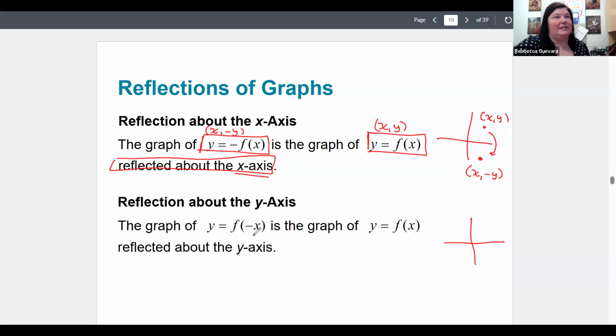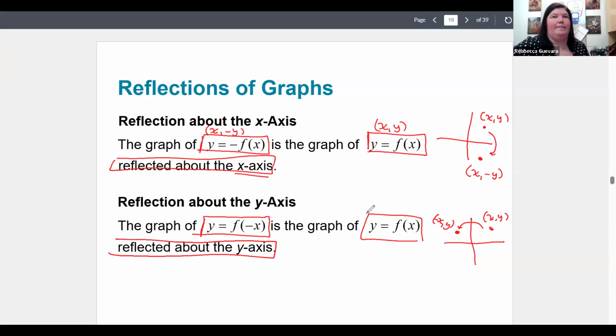If I reflect a point (x, y) over the y-axis, the y value stays the same, but now x becomes negative. So the graph of y equals f of negative x, with the negative on the x, is the graph of y equals f of x reflected about the y-axis. So a point (x, y) becomes a point (negative x, y).